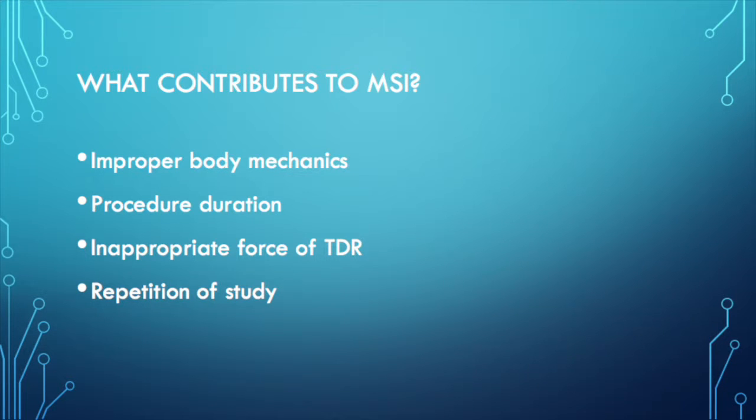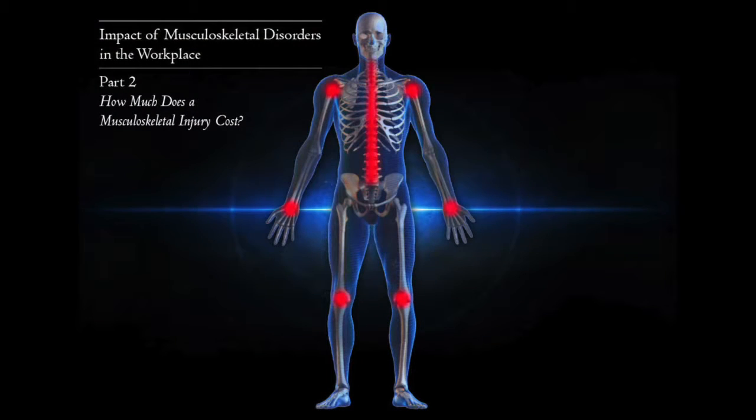Improper body mechanics, procedure duration, inappropriate force, and repetition of the same type of study for a long period of time. The most common sites of injuries are the neck, back, hips, shoulder, wrist, hands, fingers, and feet.